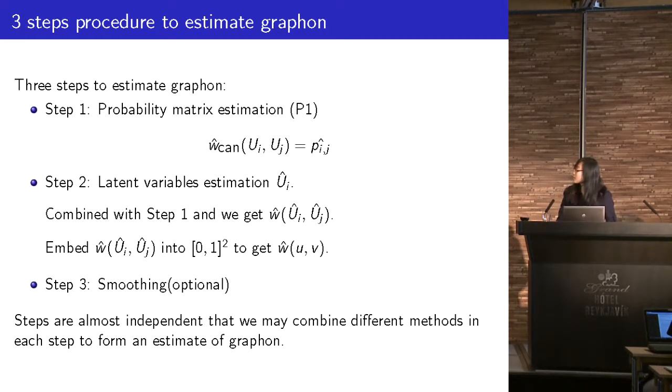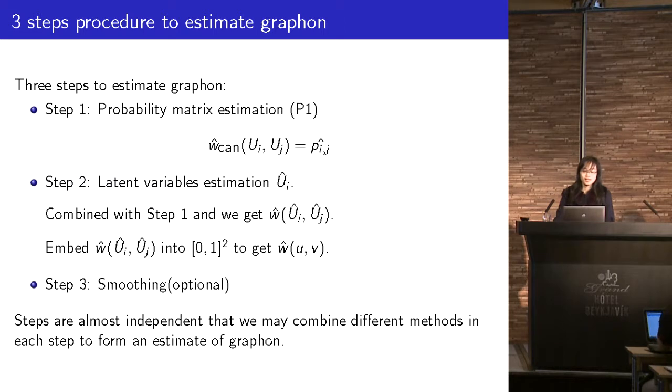Okay, so now I talk about how to actually estimate the graphon. It is intuitively very simple. First we do the probability matrix estimation, which gives the underlying probability to generate the adjacency matrix. And then we estimate the latent variables U_i, and combined with the matrix estimation, we have a graphon estimation on the latent variables, and we can embed such conditional probability into the 0-1 square to actually get the graphon estimate called W hat(U, V).